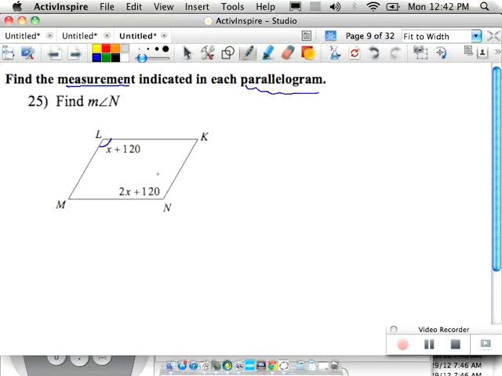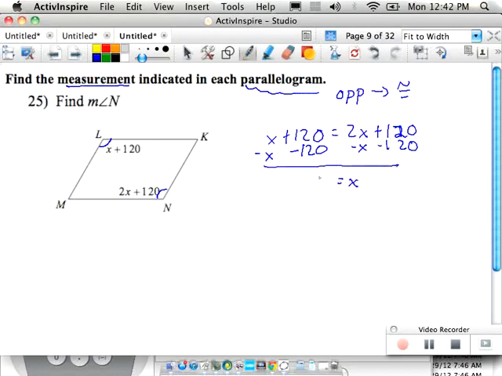Find the measurement. So look at these pieces here. We again know that it's a parallelogram. In a parallelogram, we have an opposite congruent relationship. In other words, opposites are congruent. So we have opposite angles here. Those are going to be congruent. X plus 120 is equal to 2x plus 120. Now, you're going to get something a little bit interesting here. If I subtract x from both sides, and we subtract 120 from both sides, you're going to get x equals 0. Is that possible? It sure is.